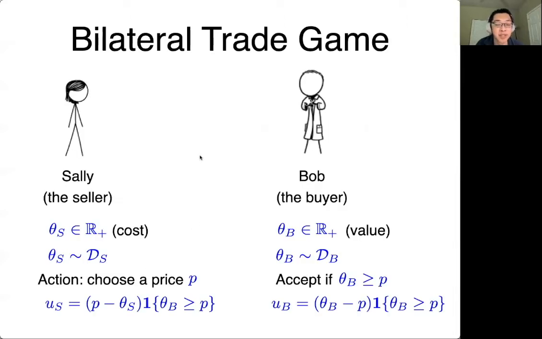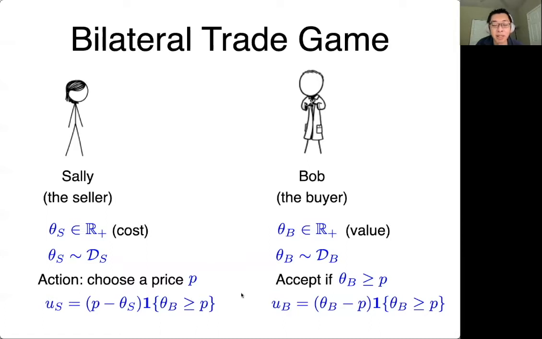We mainly consider the bilateral trade game, where we have Sally, the seller, and Bob, the buyer. Sally has a private cost for an item, theta S, drawn from the distribution dS. And Bob is interested in buying the item, and he has a private value, theta B, drawn from a distribution dB. The distributions dS and dB are public information and are known to both players. And in the end, Sally will choose her action by choosing a price P.